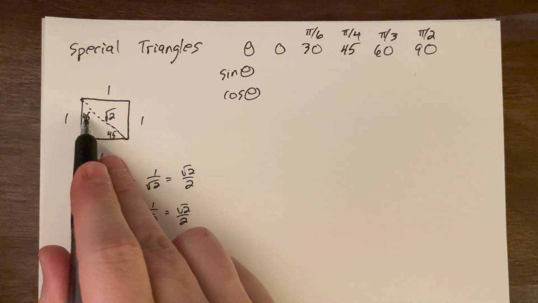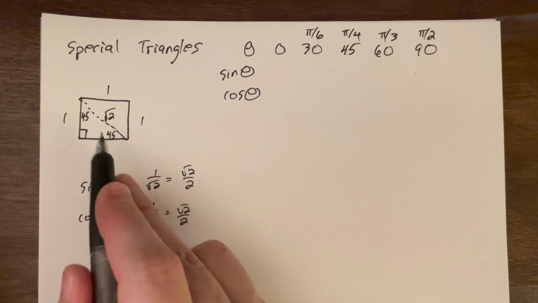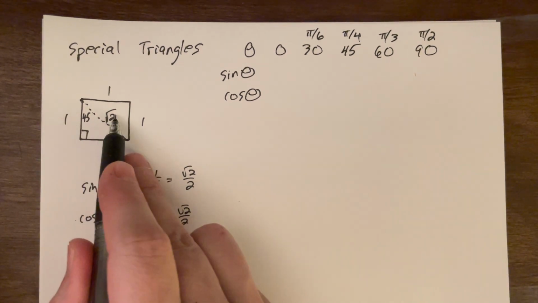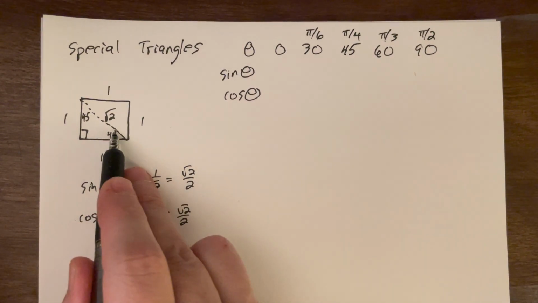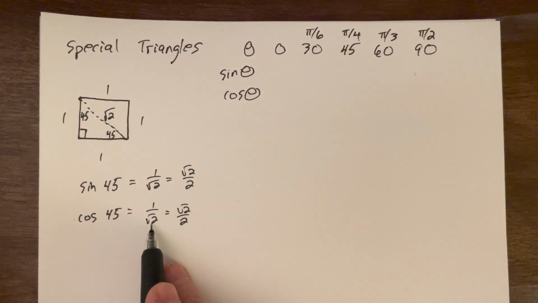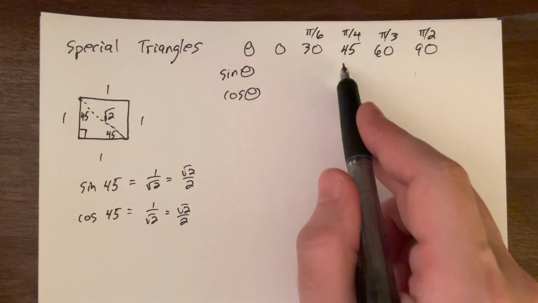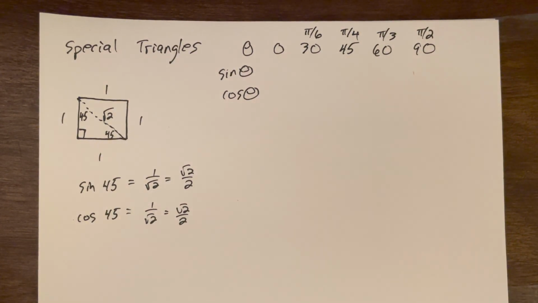And notice again, I used this angle, but it didn't matter if I did this one. This one for sine, opposite over hypotenuse, same thing. And then this one, adjacent over hypotenuse, same thing. So those values will fill in here in just a few moments.